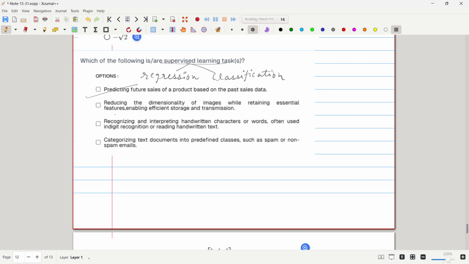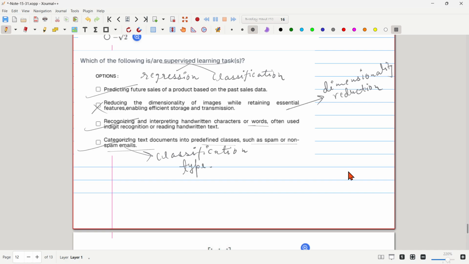Predicting future skills, regression. Reducing the dimensionality, no, because this is unsupervised learning, it comes under dimensionality reduction. Recognizing and interpreting handwriting characters or words is often used. Yeah, this is also a regression type. And categorizing text documents into predefined classes such as spam or not, this is the classification type. Okay.